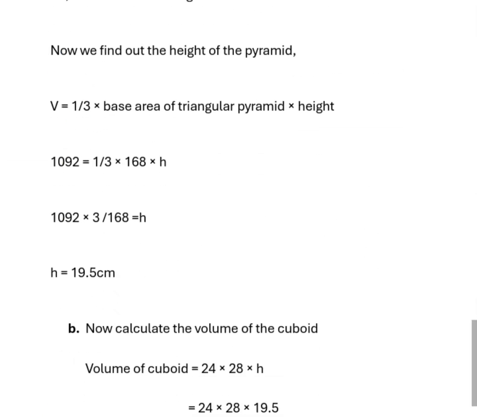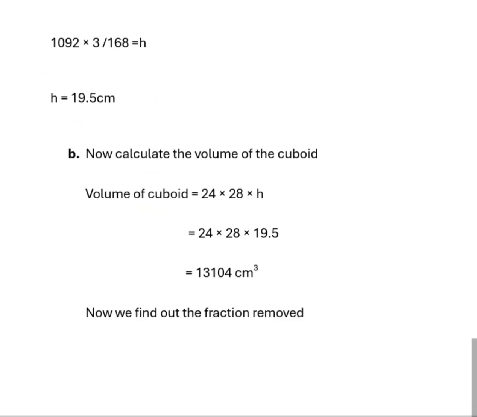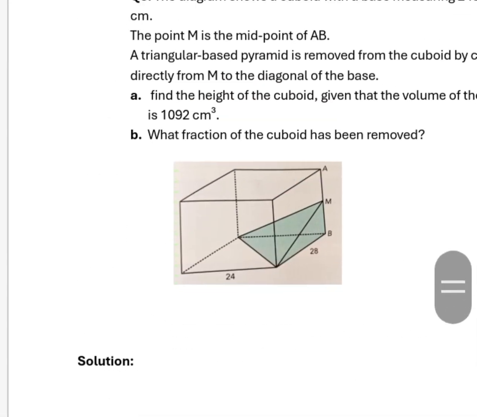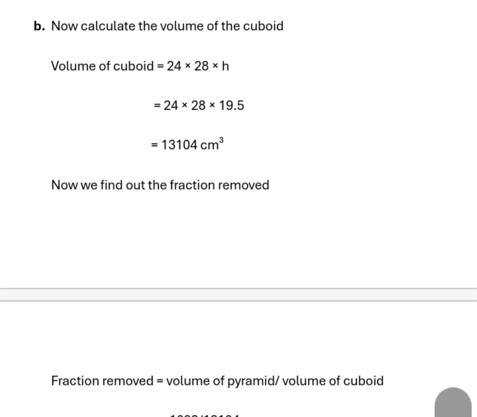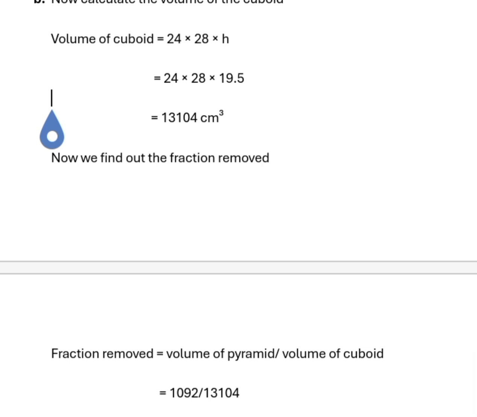So 24 multiplied by 28 multiplied by h, and we have found the height, which is 19.5 centimeter, because in part A we found the height of the cuboid. So the height of the cuboid is 19.5. We put this value over here: 24 multiplied by 28 multiplied by 19.5, which is equal to 13,104 centimeter cube.